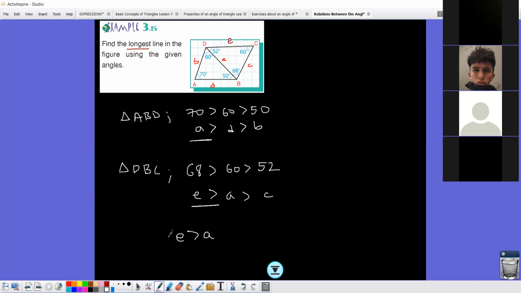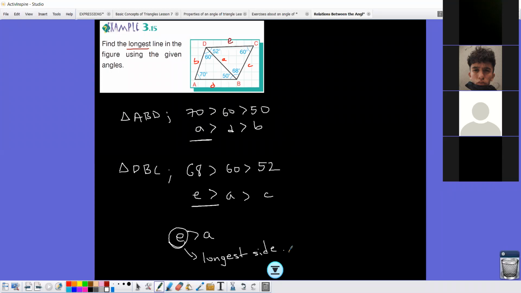So, which one is the longest? E. E is the longest side. Did you understand? We can have also a question like this in Schoology, ordering, and you will order which one is the longest one. For example, according to Teacher, first we do both triangles separately and then we find which one.